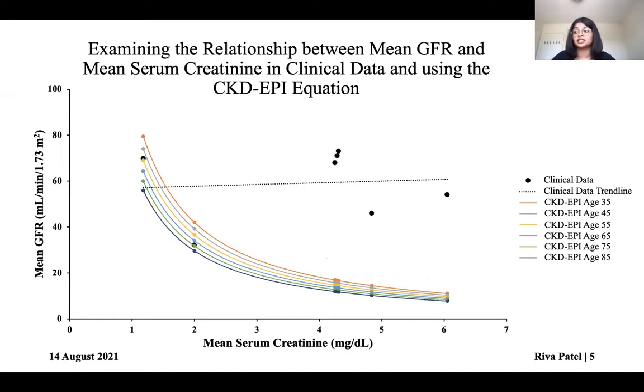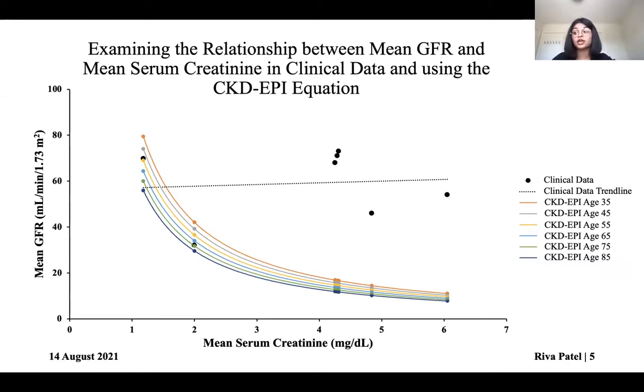However, over here, you can see that the relationship depicted is between mean GFR and mean serum creatinine. Once again, clinical data is defined as the mean GFR of patients diagnosed with AKI, and a lot of them were ICU patients. The black circles represent clinical data found in literature, and this dotted black line depicts a positive trend of mean GFR with increasing mean serum creatinine.